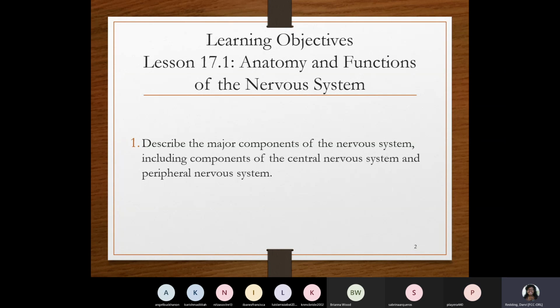Learning objectives. In this chapter, we are going over chapter 17 from Mosby's Pharmacy Technician Principles and Practice, 5th edition. In this lecture, you should be able to describe the major components of the nervous system, including the components of the central nervous system and the peripheral nervous system.